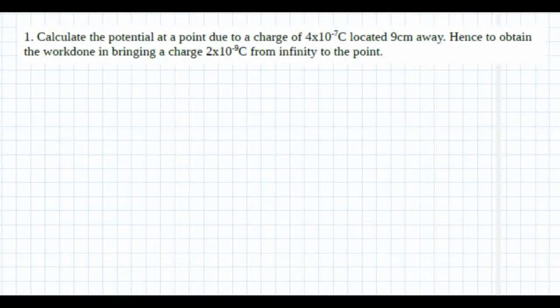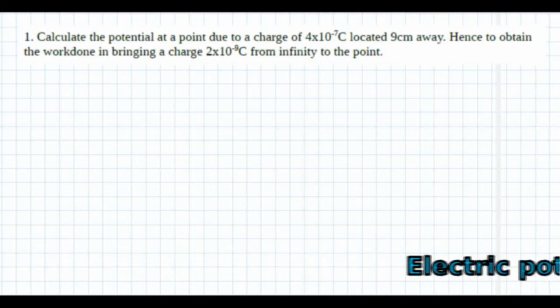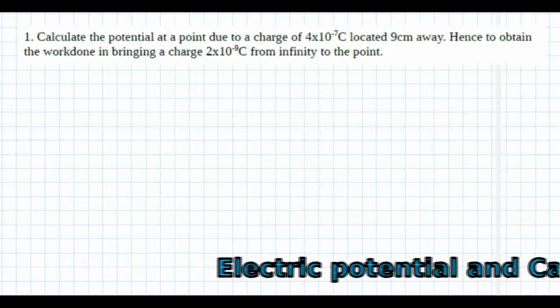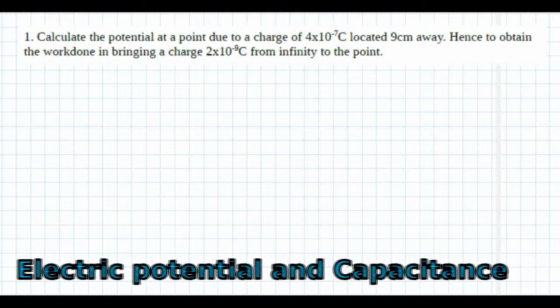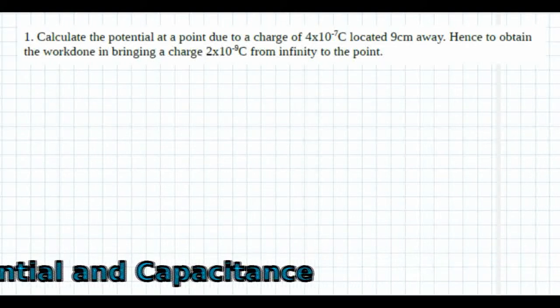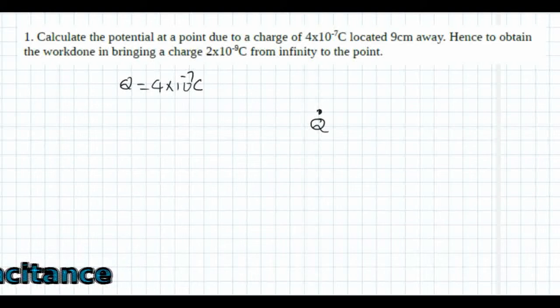We will do today. First we have a potential at a point due to a charge of 4 into 10 raised to minus 7 coulomb located 9 centimeter away. Hence, to obtain the work done in bringing a charge 2 into 10 raised to minus 9 coulomb from infinity to the point.